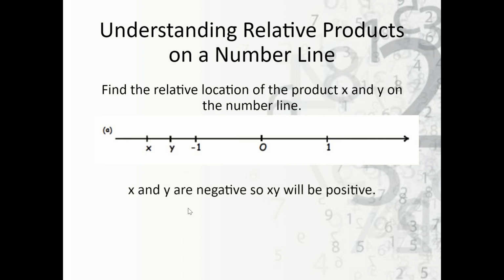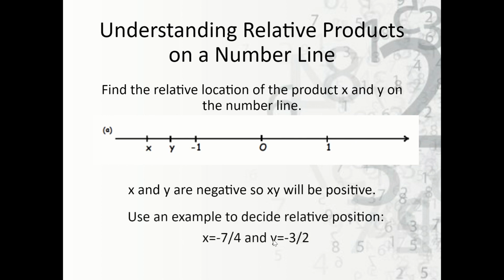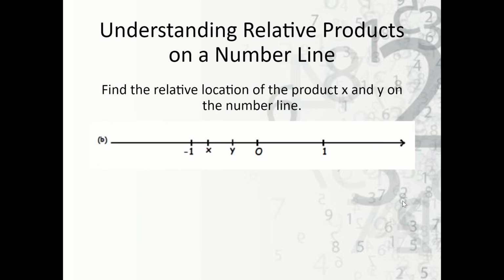So let's go ahead and multiply. We know that when we multiply two negative numbers, it's going to be positive, so we know it's going to be over here somewhere. And if we take this and say, okay, it's kind of close to -2, so -7/4 is close to -2, and this is about -1.5. So if we multiply those together, we get 21/8, which is a little over 2. So we would go to 2 and then go a little further and plot our point somewhere over here. This is where our product would be.